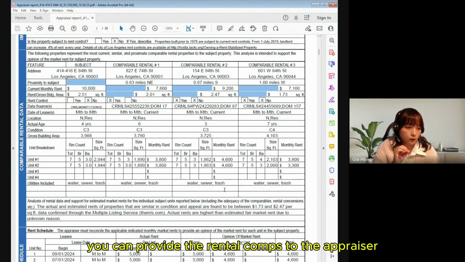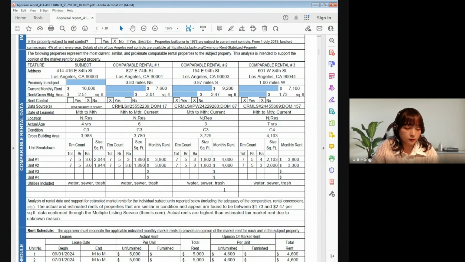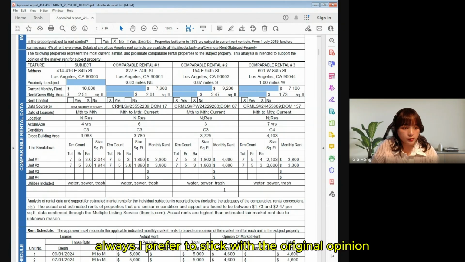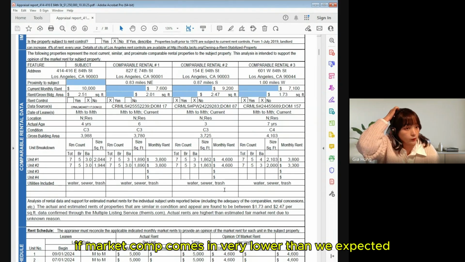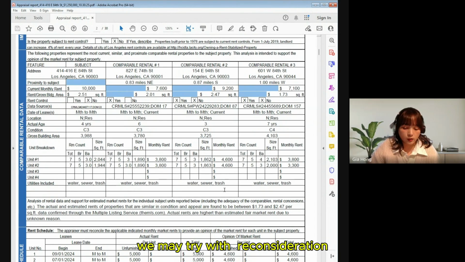We can provide the rental comps to the appraiser and have the appraiser re-review the comps to make the market rent go up a little bit. But based on my experience, the appraiser will always stick with the original opinion that they had. But we may try if DSCR doesn't work with the market comp. If market comp comes in much lower than we expected, we may try reconsideration. It depends on the scenario.